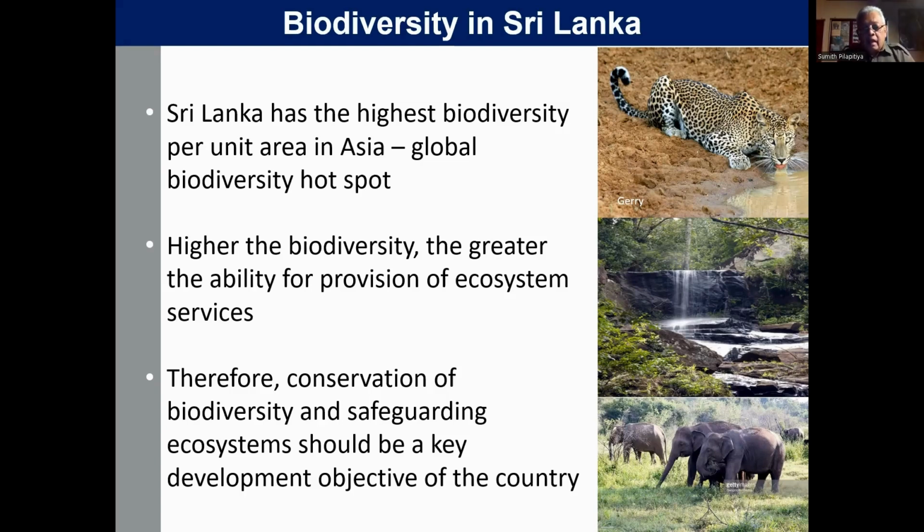And as I said earlier, the higher the biodiversity, the greater the ability for the provision of ecosystem services. So the more diverse our biodiversity is, the greater the ability for ecosystems to provide services, and those services are needed for development. Then conservation of biodiversity and safeguarding ecosystems right now in Sri Lanka is a conservation priority. Shouldn't it be a development priority? Because you cannot develop without these inputs of biodiversity and ecosystem services. So therefore, conserving biodiversity and safeguarding ecosystems should really be part of the government's development agenda. Because if you don't save and protect these, development in the long term will not be possible.